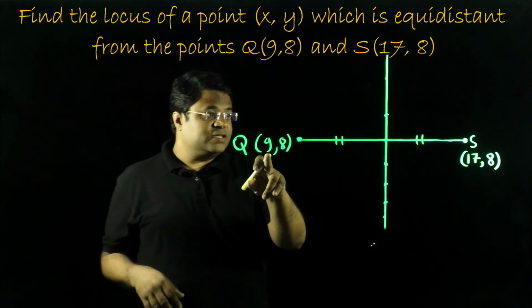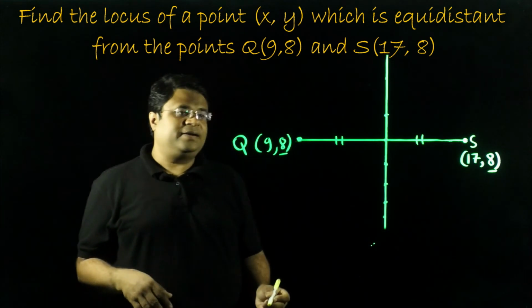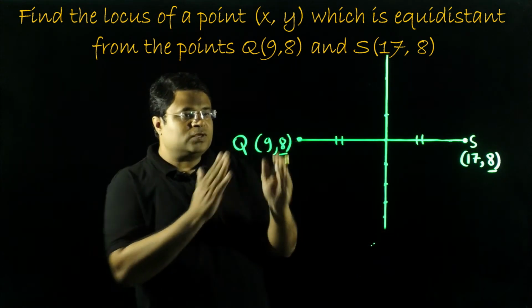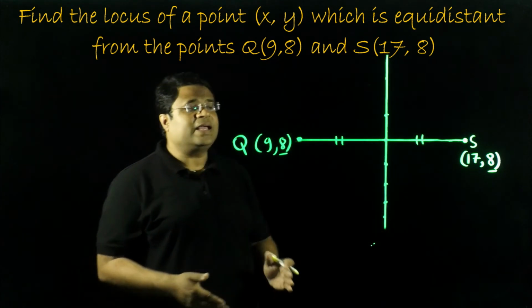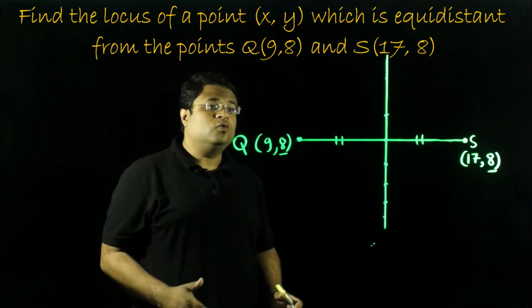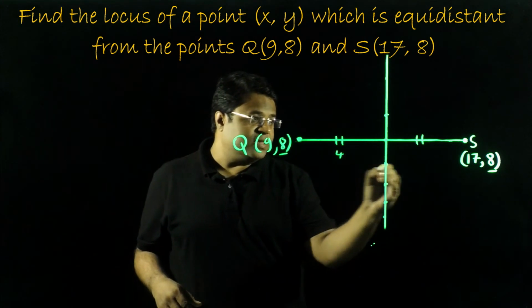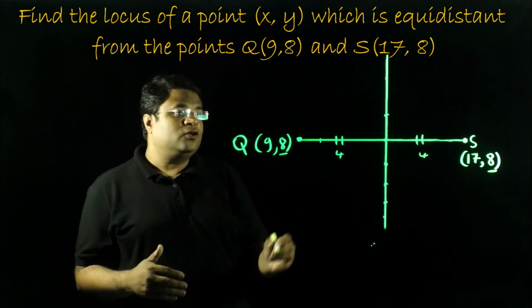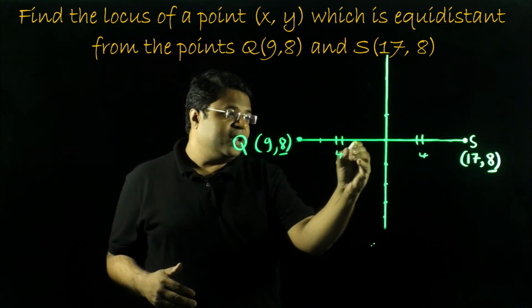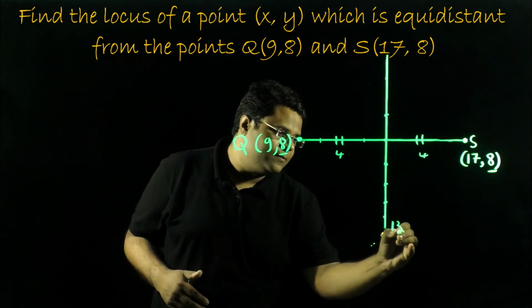So both of them are at a height of 8. Since point Q is at 9 and S is at 17, 17 minus 9 will give you 8. That means this distance is 4 and this distance is also 4. So from 9, if you go 4 units ahead, you will come to 10, 11, 12 and 13. So this will be 13.